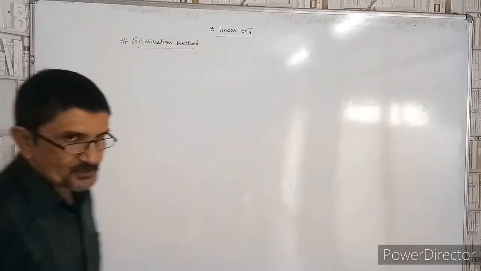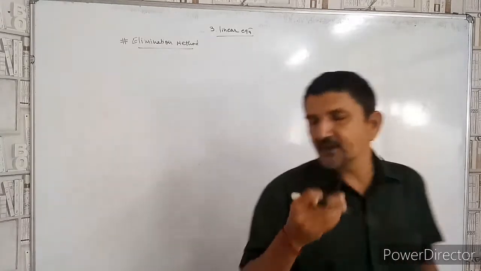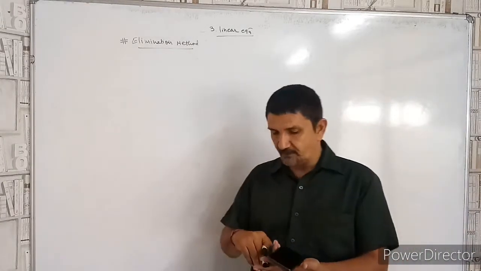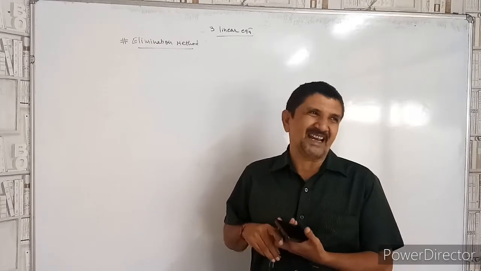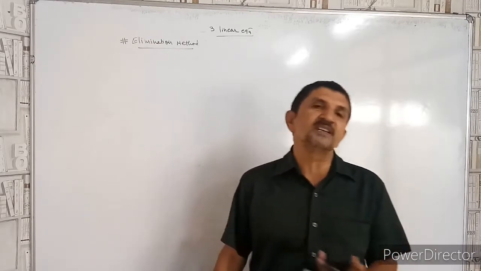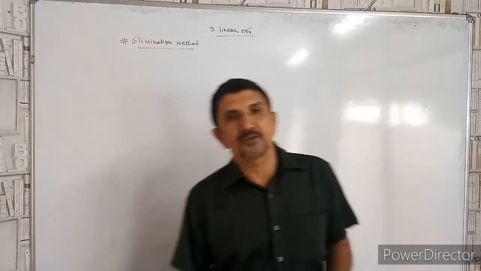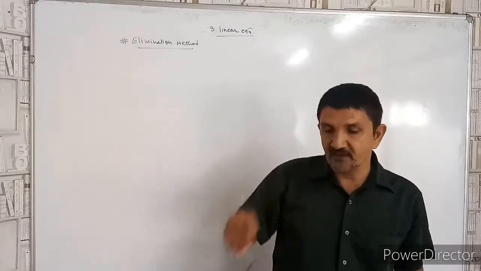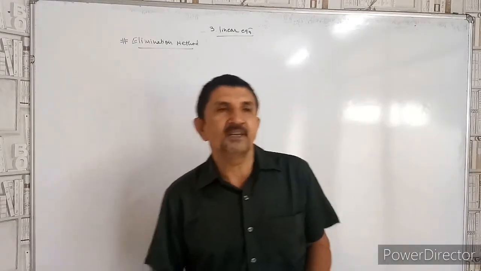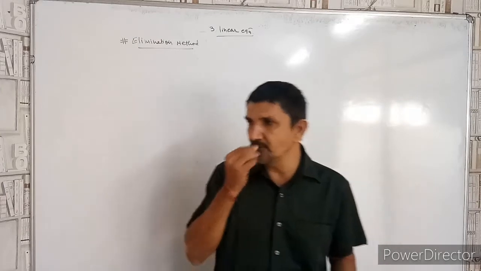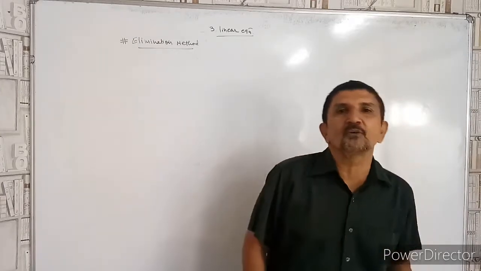See again, here also we can say two equations are given. It will be a1x plus b1y plus c1 is equal to 0. Second, maybe it is a2x plus b2y plus c2 is equal to 0. Okay. Now here we have to eliminate. Elimination means we have to remove any one variable, either x or y.